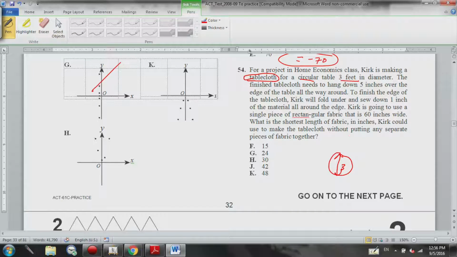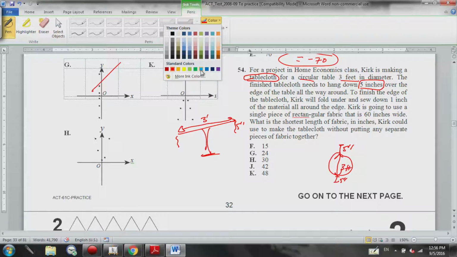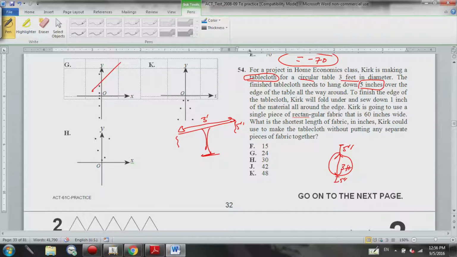Okay, 3 feet. Make sure I get the feet in there. The finished tablecloth needs to hang down 5 inches. So it's going to hang down 5 inches right here. That's inches, not feet, mind you. 5 inches this way, hang down 5 inches this way, over the edge of the table. So if you look at this from the side, here's a table. It's going to hang down 5 inches like this. That's going to be 3 feet over here, okay. That's 5 inches, okay. And it's going to be a fancy tablecloth, over the edge of the table.